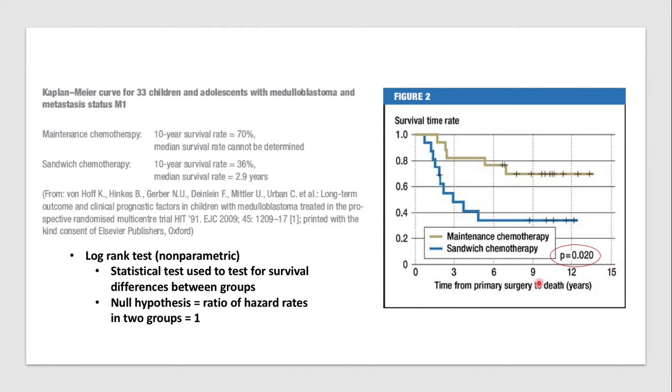So if we look over here in this figure, this is time from primary surgery to death in years. Here's our probability from 1, or 100%, down to 0. Just looking at it graphically, the maintenance chemotherapy group seems to have better overall survival. At 10 years right here, that is 70%, whereas here, at 10 years, it's 36%. All of these are censored events. Maybe they were lost to follow-up. In the manuscript, they would need to be a little more specific with what those events were.